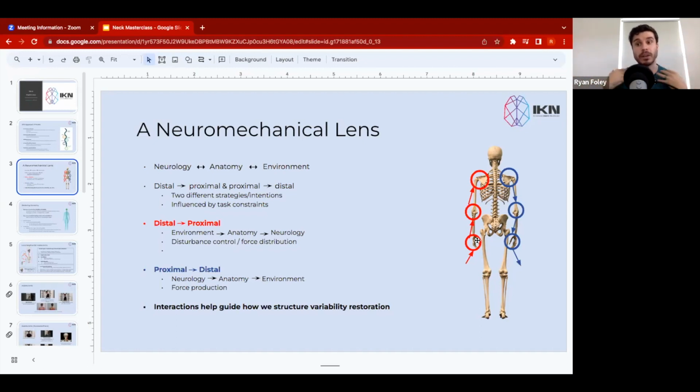And ultimately, if I have a client that comes to see me with an increased muscle guarding around the head and neck, or a pain experience around the head and neck, I eventually want to move into the distal components of the upper limb that interact with the head and neck, because I want to restore the capacity of the upper limb to manage and handle forces based on these neuromechanical features.